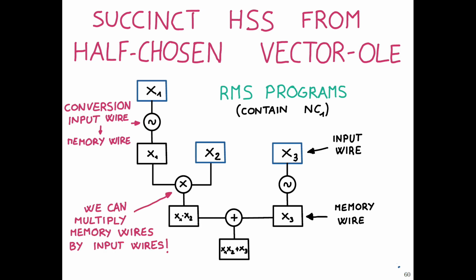And memory wires can be multiplied by input wires or added together. The main restriction is just that you cannot multiply two memory wires together. So what this means is every time you want to do a multiplication, you have to do the multiplication with an input. You cannot multiply two memory values together. So it's easy to evaluate polynomials in RMS programs just by computing each term separately and adding them together. And you can also evaluate branching programs, which gives you NC1.